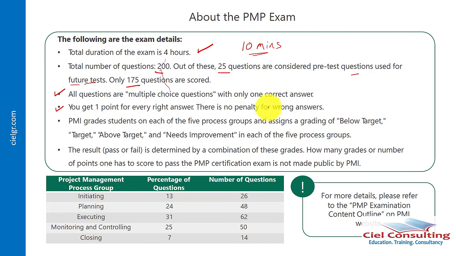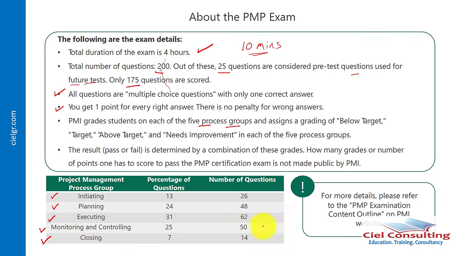Now, once you've written the exam, the PMI would grade the individual based on what we refer to as the 5 process groups. The 5 process groups in the PMP are initiating, planning, executing, monitoring and controlling, and closing. So these are the 5 process groups that you have in the PMP, and this is the basis upon which the grading for the exam is done.